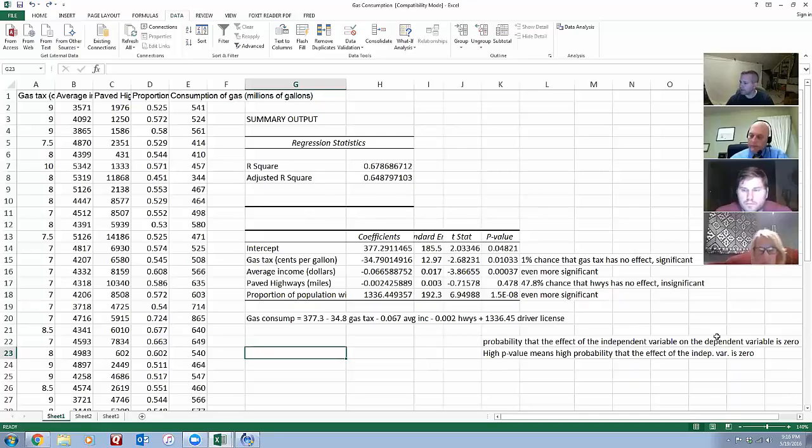And then, does the intercept's t-statistic and p-value have any significance? It can in certain situations. Not for this particular model where we're trying to explain gasoline consumption. I mean, what it's telling me is that if there was no gas tax, if people's average income was 0, if there were no paved highways, and if none of the population had a driver's license, if all those variables were 0, then gasoline consumption would still be 377.3 million gallons. So I don't exactly know what that means in the context of this particular regression that we're running.